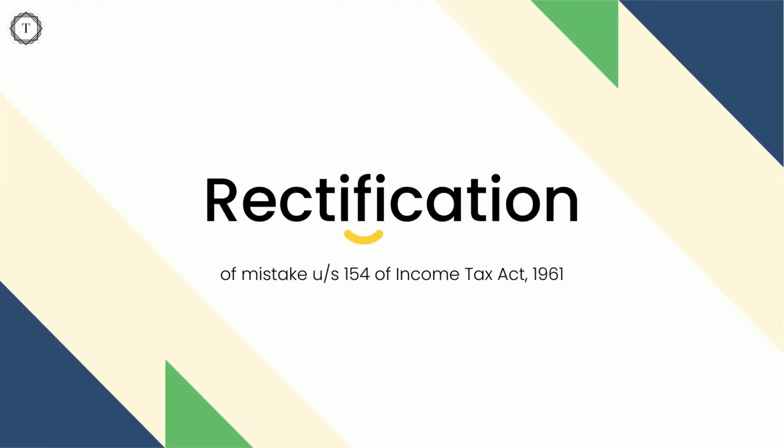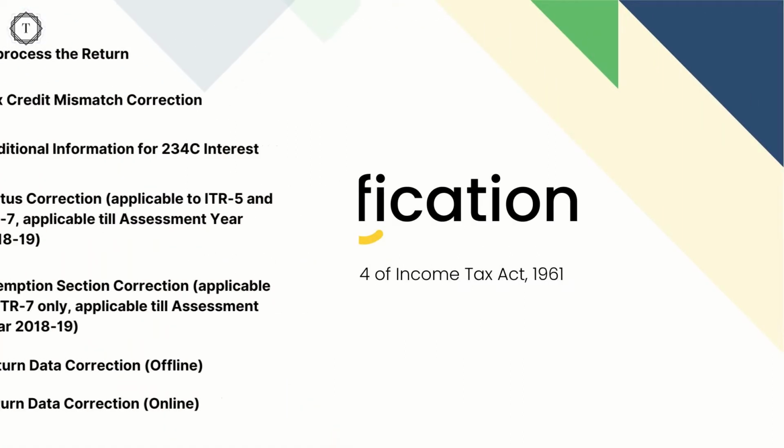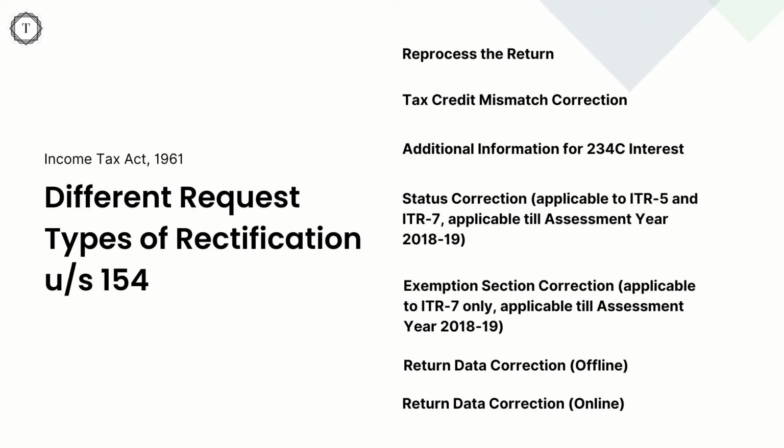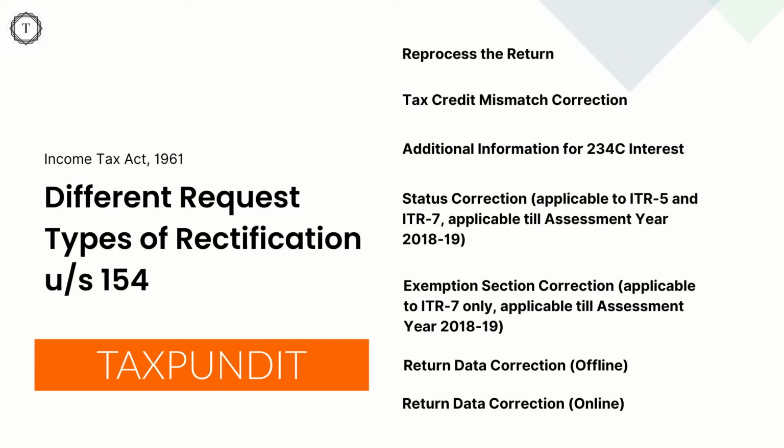Now let us understand what are the different request types for income tax rectification. 1. Reprocess the return. 2. Tax credit mismatch correction. 3. Additional information for 234C interest. 4. Status correction, applicable to ITR 5 and ITR 7, applicable till assessment year 2018-19. 5. Exemption section correction, applicable to ITR 7 only, applicable till assessment year 2018-19.